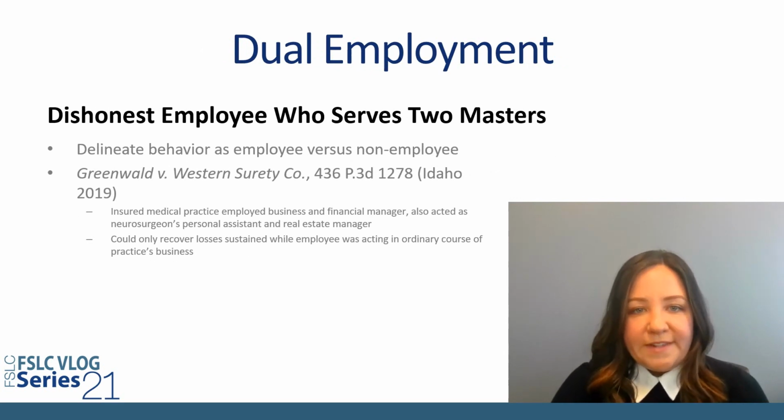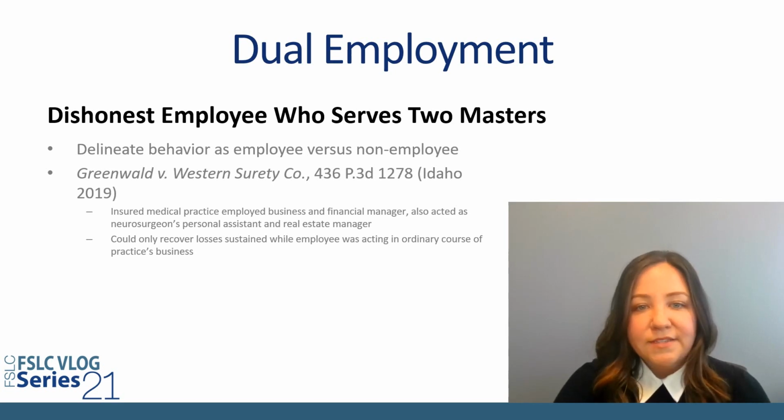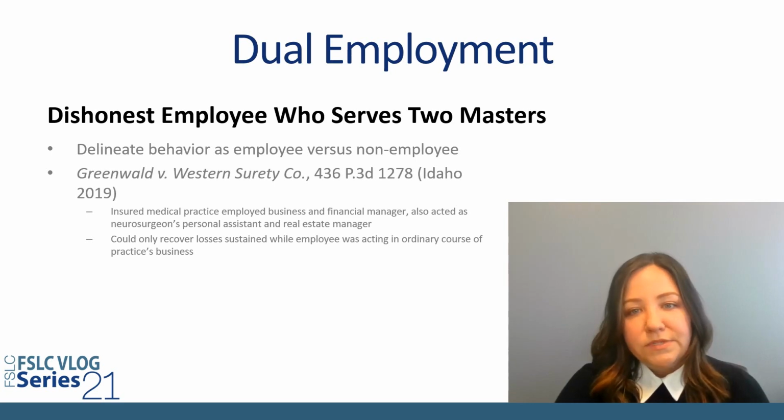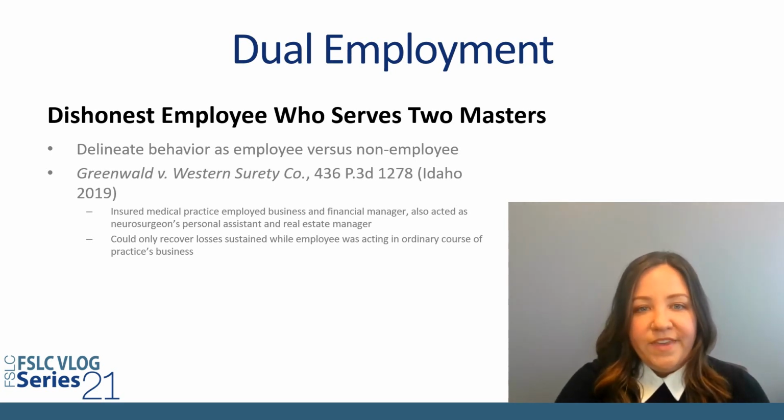When faced with dual employment situations, courts have had to parse the wrongdoer's behavior in his capacity as an employee versus that of a non-employee. Courts have generally found that an individual's non-employee status does not impact coverage for dishonest actions undertaken in his employment capacity. For example, in Greenwald, the insured company employed a business and financial manager who, in addition to working for the insured professional corporation, acted as the neurosurgeon's personal assistant and was responsible for managing his real estate company. The financial manager's separate duties, coupled with his theft scheme, raised issues regarding who was an insured under the bond and what losses were covered.